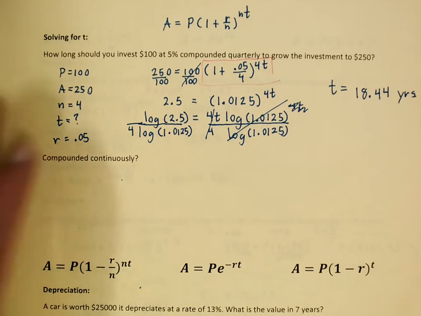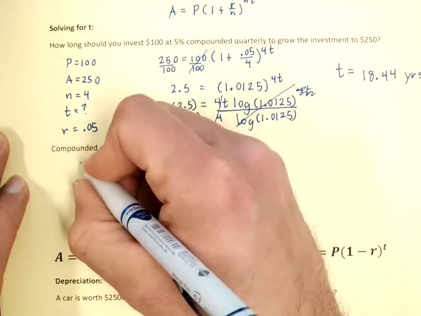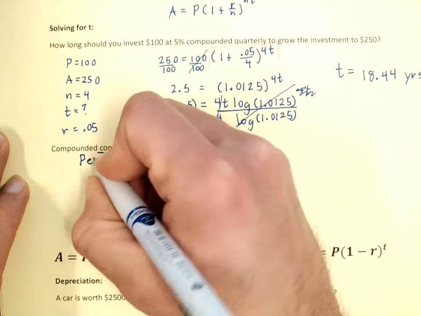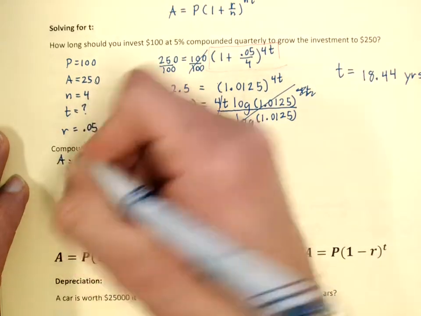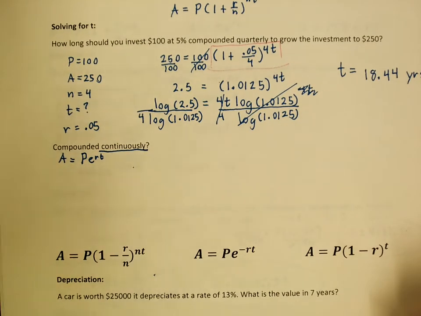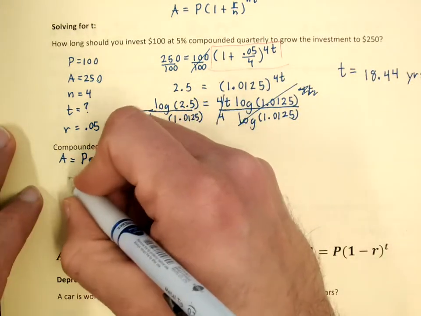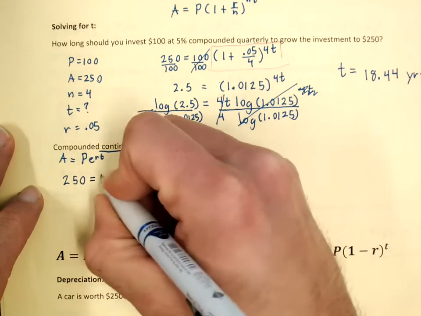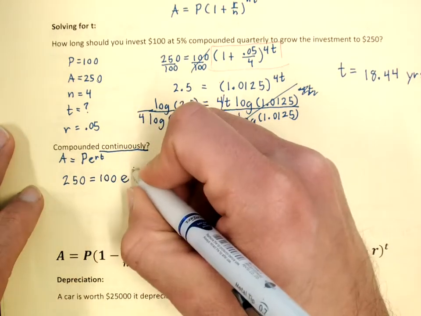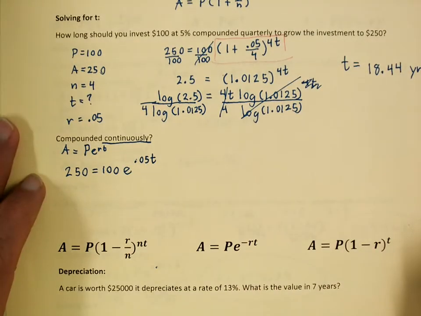Okay, so if it's compounding continuously, it's almost the same idea, so we're going to plug it in. Remember, compounded continuously means I'm going to use this formula, A is equal to Pe to the rt. Everything is going to remain the same, except obviously I don't have a value for n equal to 4 because this is being compounded continuously. So now, what do we got here? We got 250 is equal to 100 e to the power of 0.05 times t. And we're trying to solve for t.